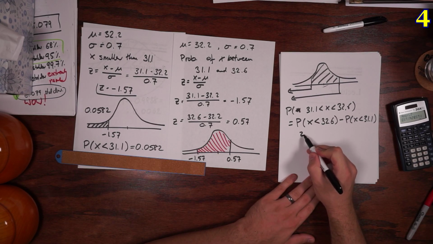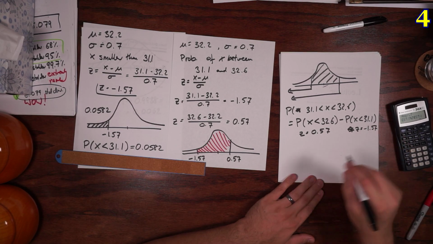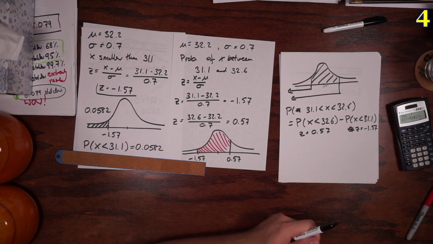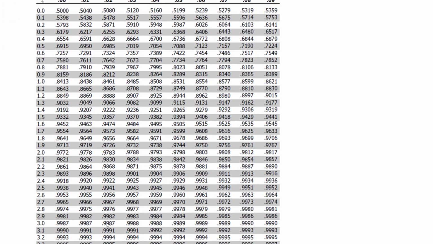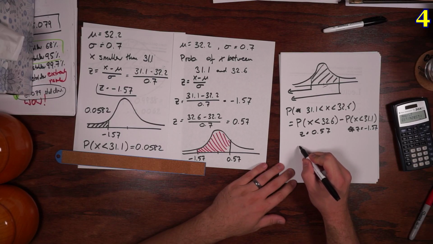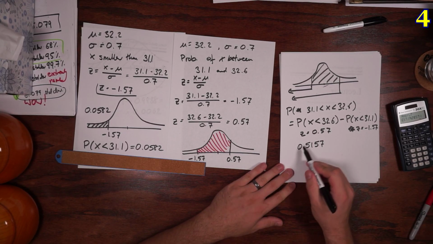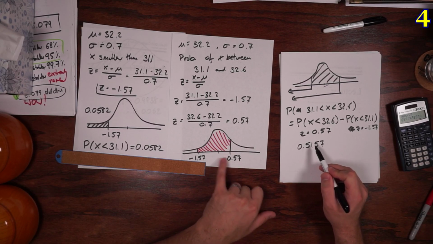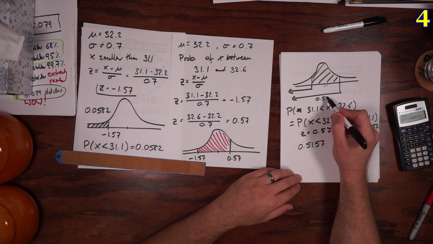This had a z-score of 0.57. This had a z-score of negative 1.57. Now let's look at 0.57, right there. So this probability equals 0.5157. Makes sense, right? It's slightly bigger than our mean, which means the probability should be bigger than 50% for the whole section. So this whole probability is 0.5157.